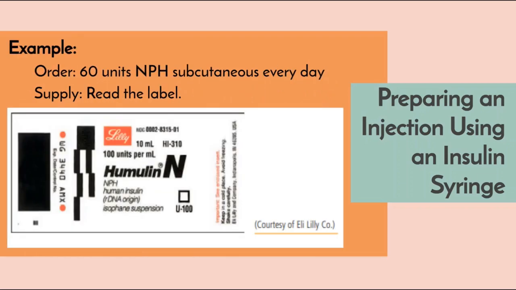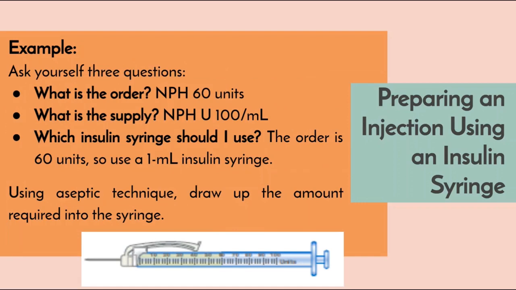Here is one example. Order: 60 units NPH subcutaneous every day. Supply: we have Humulin N, NPH human insulin. This is 100 units per ml. Now, we will be asking ourselves 3 questions. First, what is the order? Second, what is the supply? And third, which insulin syringe should I use?